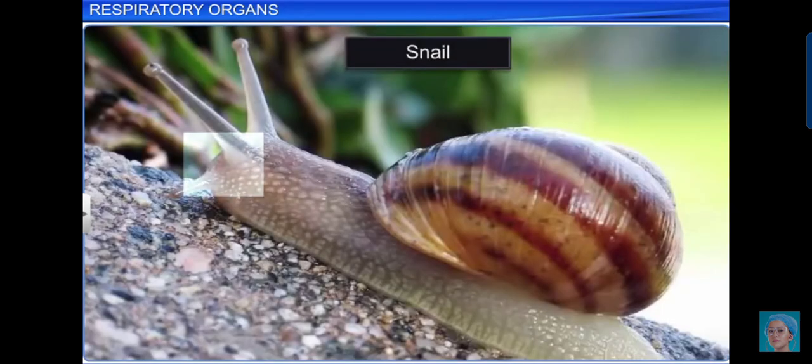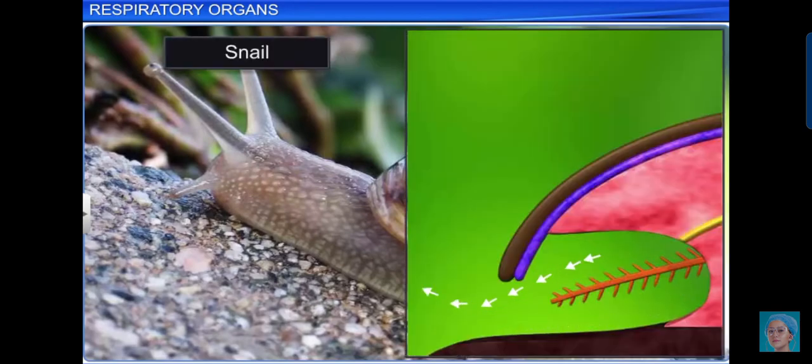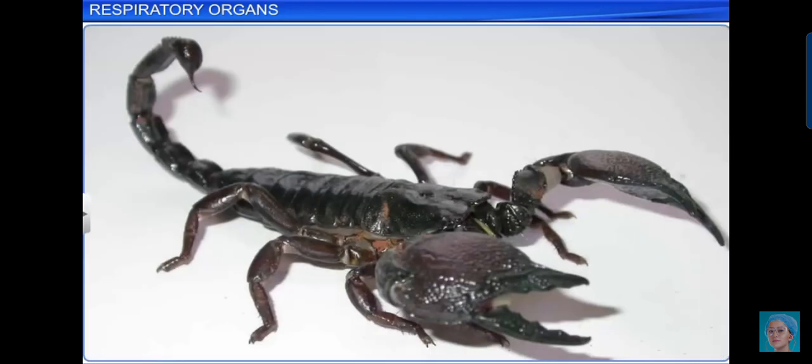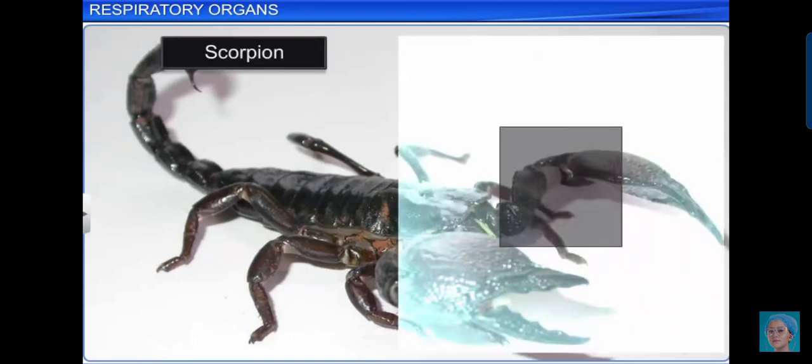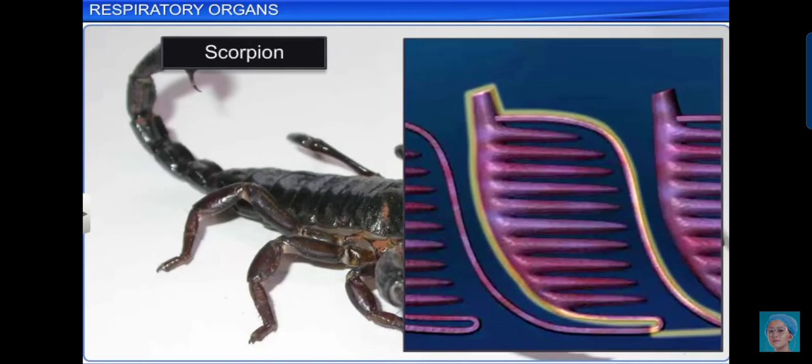Most mollusks use special vascularized structures called ctenidium for gaseous exchange. Some arthropods, such as spiders and scorpions, use many thin folds of membrane resembling the pages of a book for respiration. These are called book lungs.